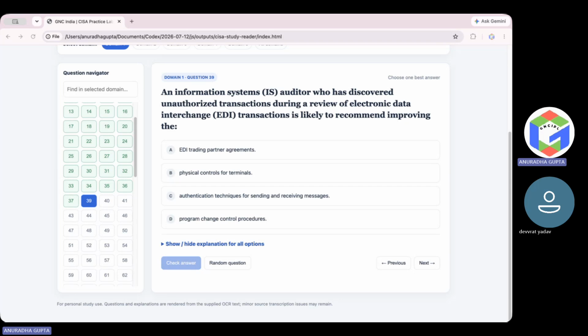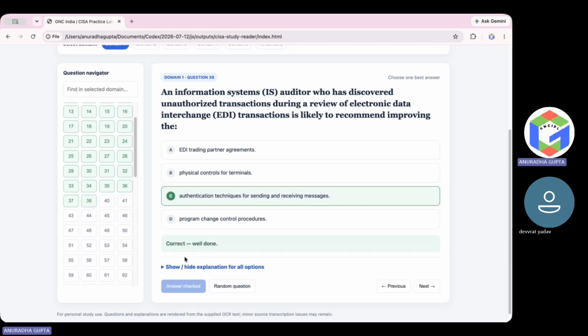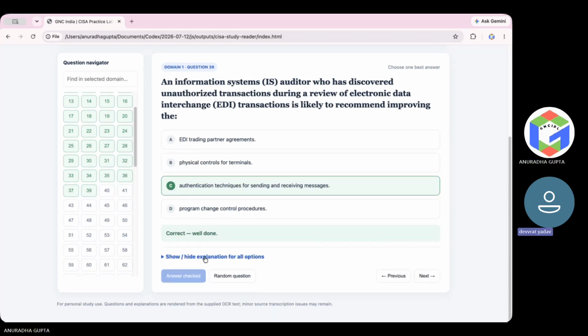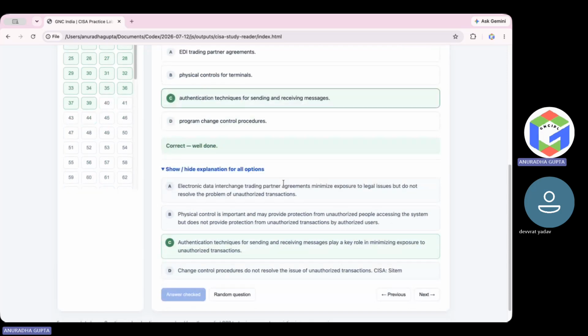Okay, so in the question itself it is mentioned that he discovered the unauthorized transaction, right? So for that, authentication techniques for sending and receiving messages would be more relevant, I think. And program change control procedure is not relevant to this. So I think C is the more authentic option. Yes, let's have a check. Yes, C is the correct one. Authentication techniques for sending and receiving messages play a key role in minimizing exposure to unauthorized transactions. Fine, yes, got it.